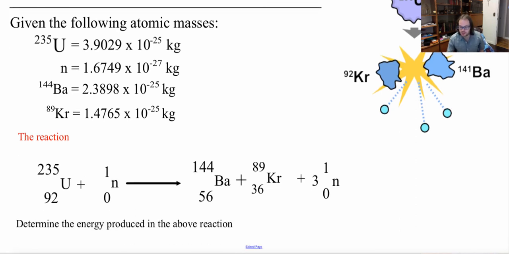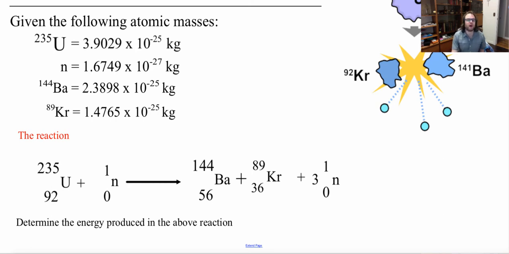So in this case here, we have uranium-235 reacts with a neutron. So a neutron is being shot into uranium-235 to produce barium-144 and krypton-36 and then 3 more neutrons. We want to determine the energy of this reaction. Well, my information is given here up above. So I'm going to use that information to help me.